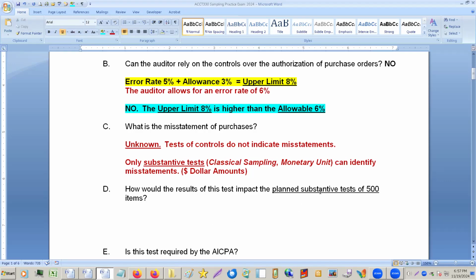So, for instance, classical sampling, mean per unit. Let's say we're going to do mean per unit testing of 500 items. We can't rely on the controls. So are we going to take more of those or less?